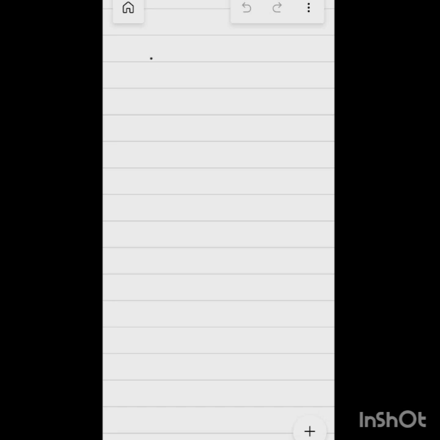Fractions to decimals. For example, if there is a fraction like this, let's say 7 by 4. So Zainab, can you convert it into a decimal?